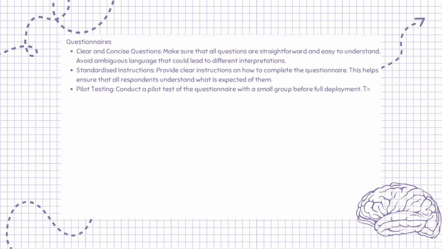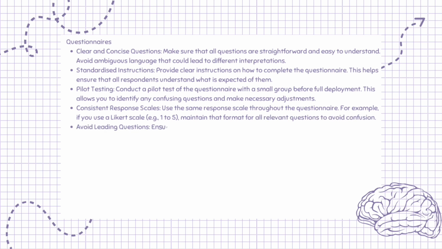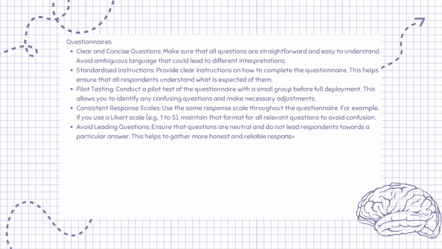This allows you to identify any confusing questions and make necessary adjustments. Consistent response scales. Use the same response scale throughout the questionnaire. For example, if you use a Likert scale, e.g., 1 to 5, maintain that format for all relevant questions to avoid confusion. Avoid leading questions. Ensure that questions are neutral and do not lead respondents towards a particular answer. This helps to gather more honest and reliable responses.